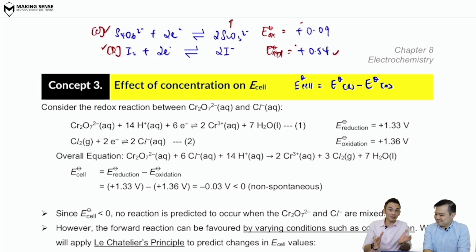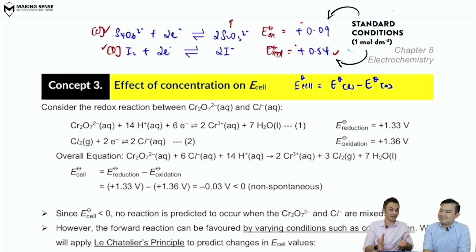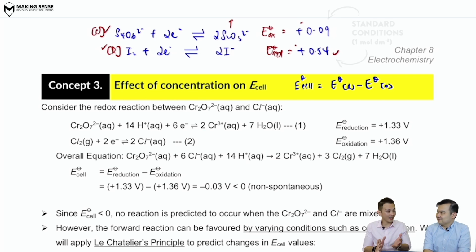Sure. Just bear in mind, whatever calculations we have done earlier on is under the assumption everything is done under standard conditions, which means the concentration of the ions is 1 mole per dm cube. Right. But now you are asking what happens if I were to change the concentration. That's right. To increase it.